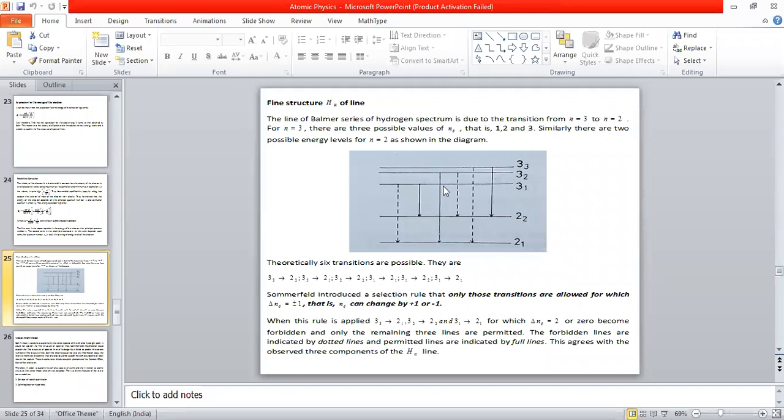Since 3 transitions are possible, the H alpha line actually consists of 3 different components. The H alpha line has a triplet structure. So very successfully, Sommerfeld's model explains this triplet fine structure of the H alpha line.